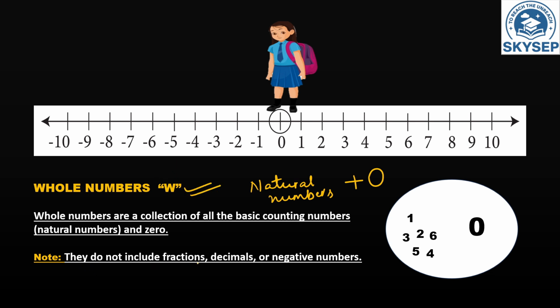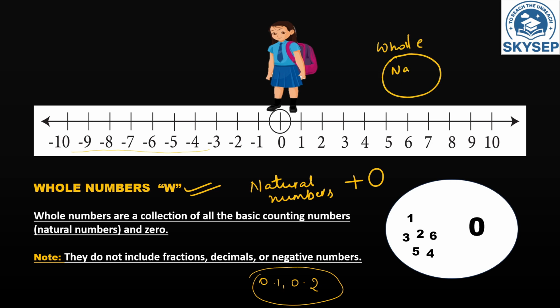They do not include fractions, decimals, or negative numbers. So, what do you mean by fractions, decimals? You already have a basic idea about it. I will explain it in detail in the next slides. So, whole numbers do not contain negative numbers or fractions, or decimals like 0.1, 0.2. So, these numbers won't come under the classification of whole numbers. That means, from the definition, what we can write is that whole numbers contain natural numbers as well.